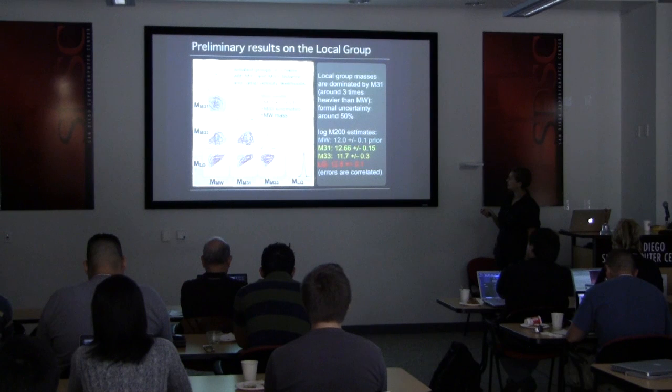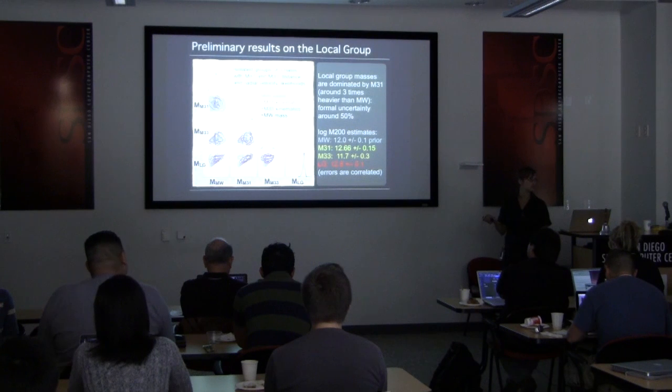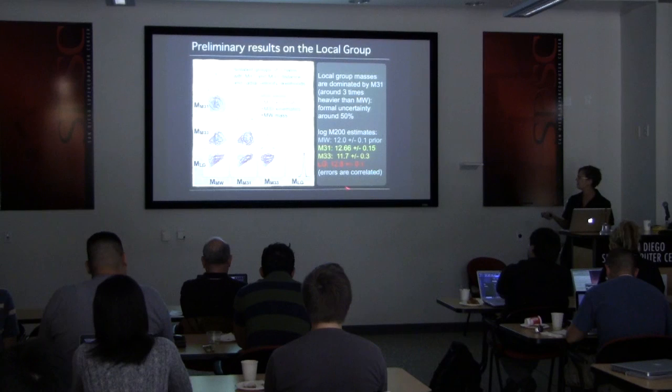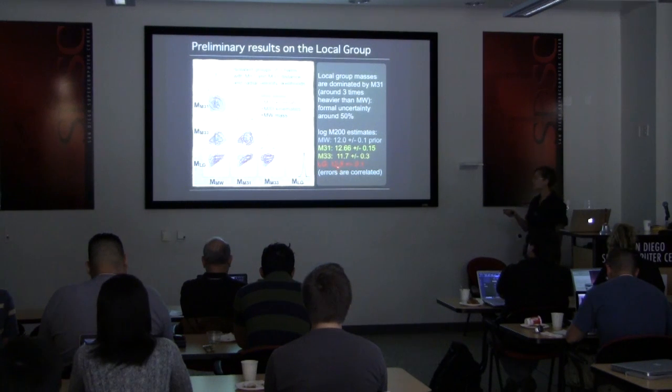This is the Milky Way mass prior from the result I just told you about. If you don't use that, then the constraint on the Milky Way mass isn't that tight, but the constraint on the local group itself doesn't change much when you add that. Okay, so you get a constraint on the local group of about 12.8, and a constraint on the mass of M33 as well.